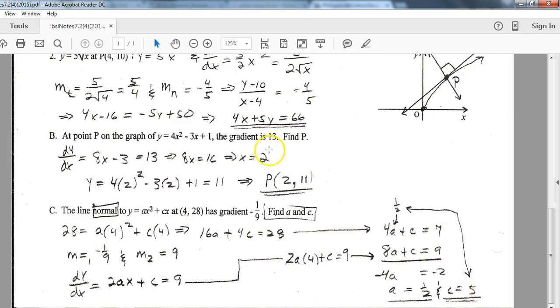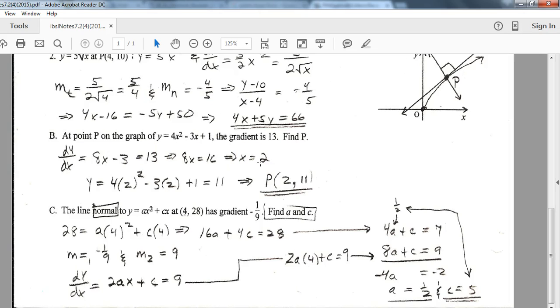So you have to be careful where this 13 goes. A really common mistake will be for people to put the 13 in for x, and that will just make everything wrong from that point on. So in this case, 13 is not an x coordinate, it is the slope. So that's why we set the whole thing equal to 13 and solve for x.